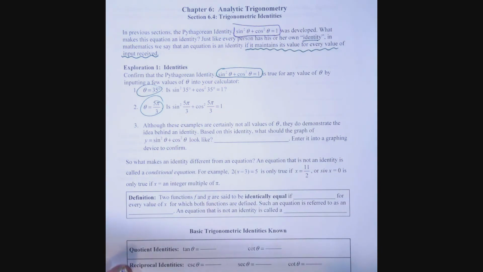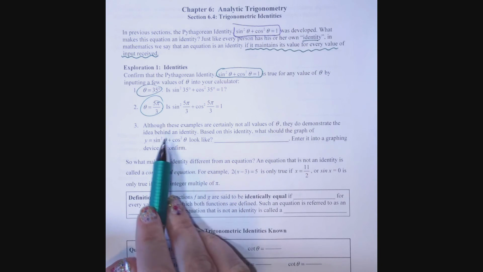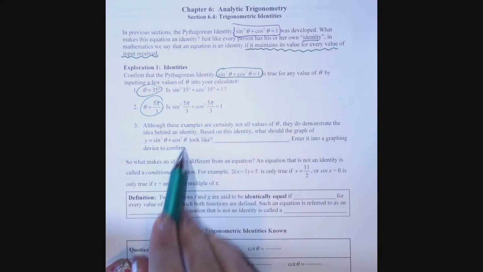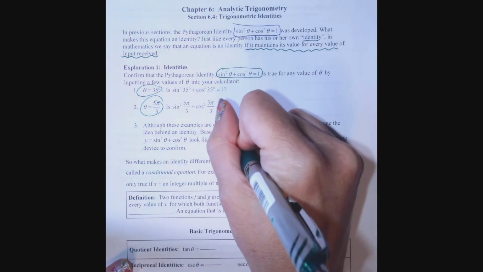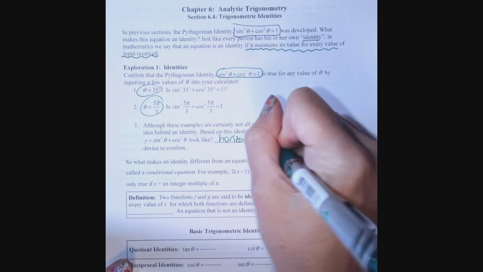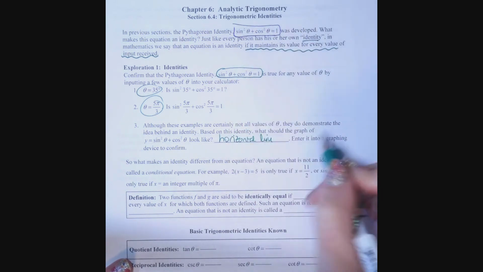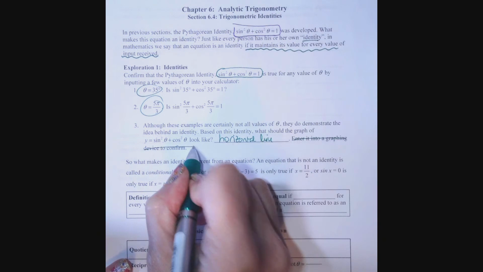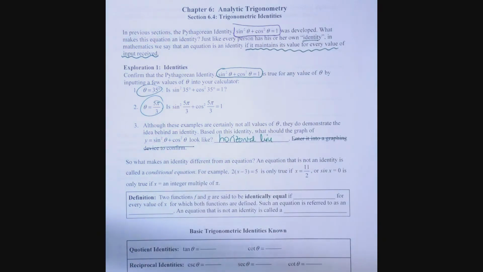Now, if I graphed all of these values of sine squared theta plus cosine squared theta, it would just be a horizontal line because all of the results would be 1. Now, we're not entering it into a graphing device. I know that you guys, most of you probably have graphing calculators. I know you all have access to graphing utilities online like Desmos. Those are fine and great and good to check things with.